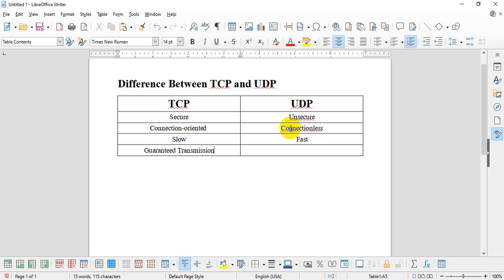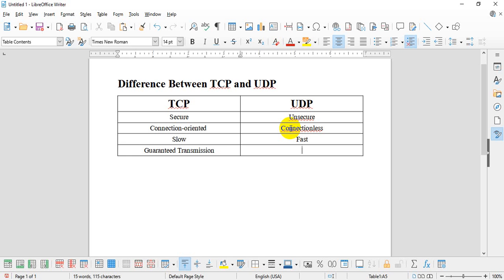Why does it guarantee? Because it is connection oriented. Connection oriented means it will establish the connection between the sender and receiver before transferring any files. If it misses any files while transferring, it will retransfer the file that was not received by the receiver. That's the reason TCP is known as a guaranteed transmission protocol.